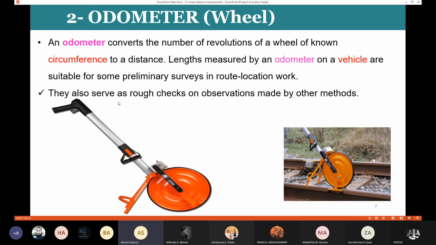They also serve as rough checks on observations made by other methods. So you can check your work with the odometer. Let's say that you measure a certain distance with the tape. If you want to make sure your work is correct, you can check with the odometer.